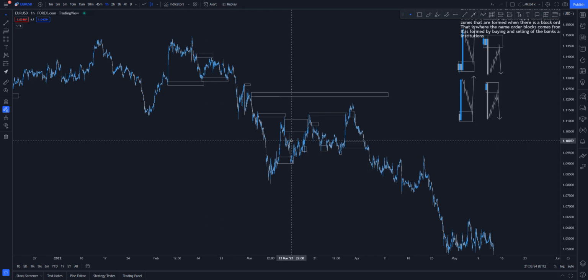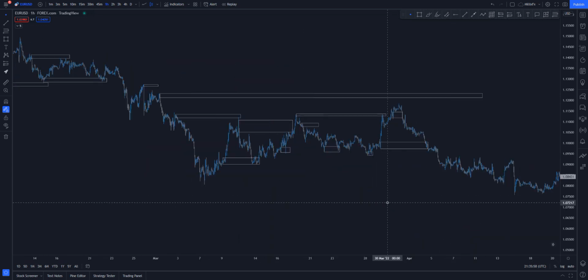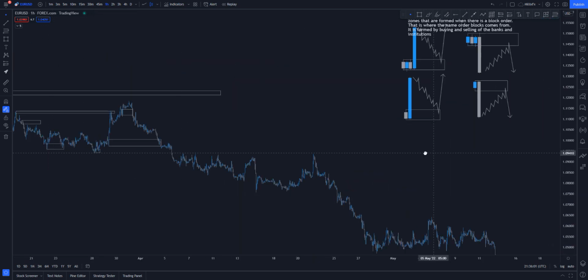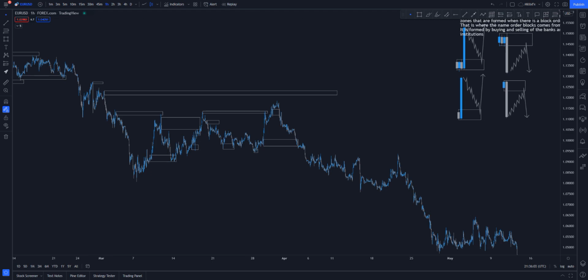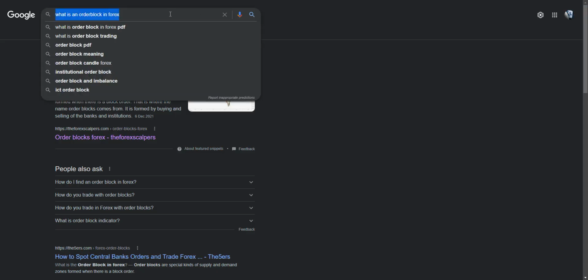And we'll be having the next one, which is liquidity. So you understand liquidity, you understand order blocks, and basically how it works. The theory behind order blocks is actually also there. So let's see the theory behind order blocks.